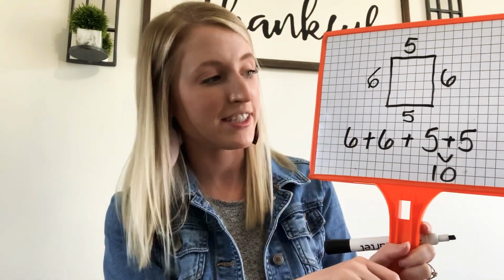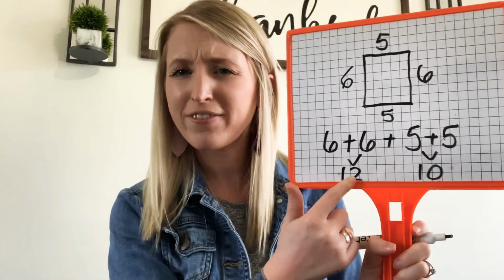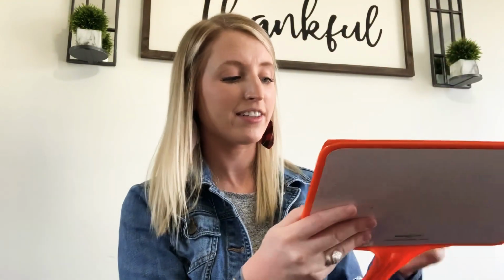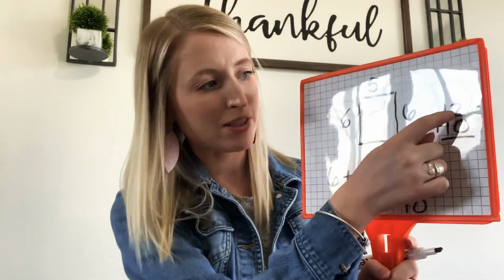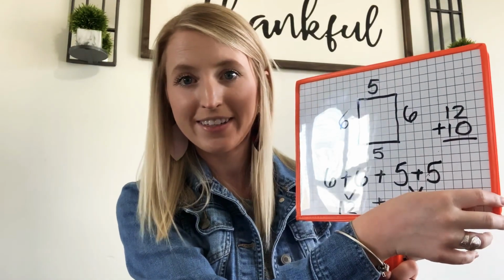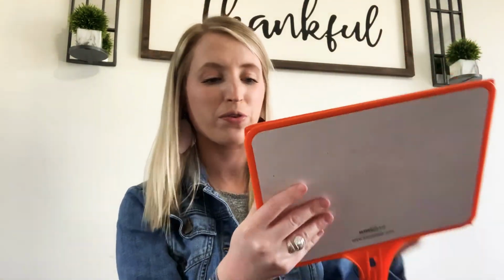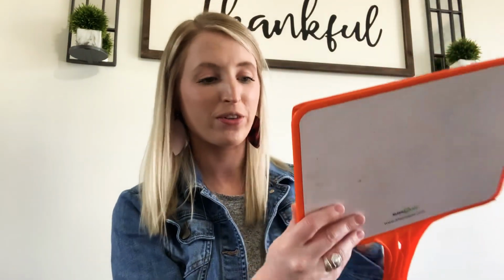And then 6 plus 6 is 12. So what do I have to do with these 2 numbers again? I have to add them, right? So I add 12 plus 10. If I look at my ones place, 2 plus 0 is 2. And then if I look in my tens place, 1 plus 1 is 2. So our perimeter would be 22.